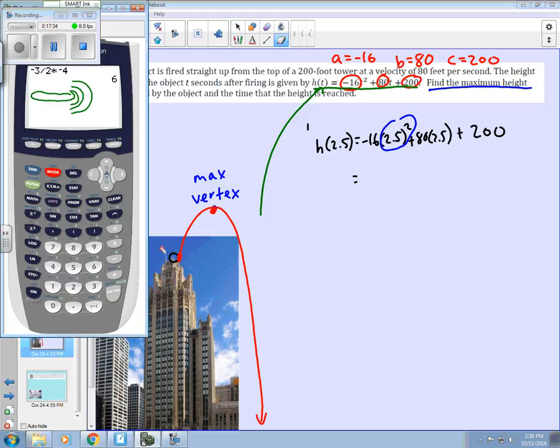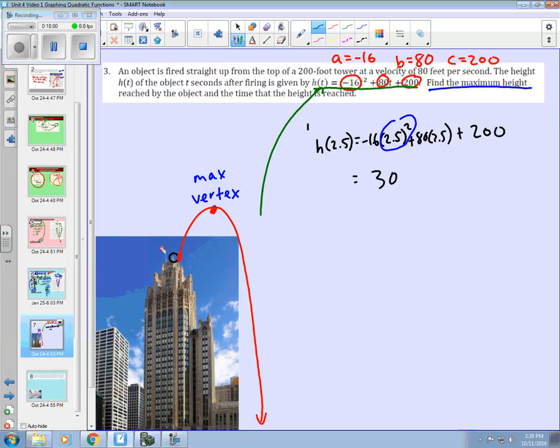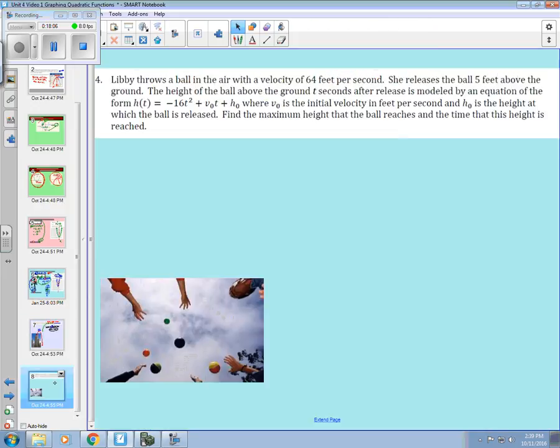So on this one, you got negative 16 times 2.5 squared plus 80 times 2.5 plus 200. It looks like the maximum height it gets to is 300 feet. And that would be the answer to the problem. So for maximum and minimum points, use the vertex equation.